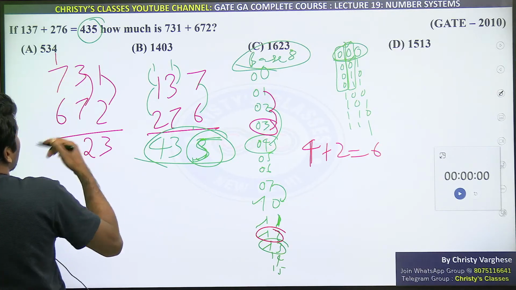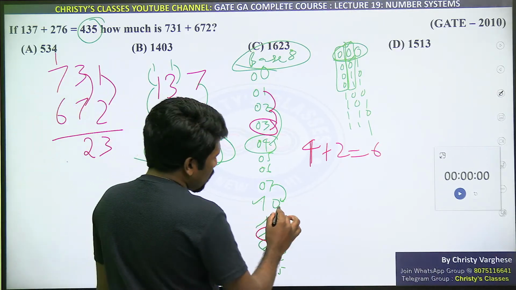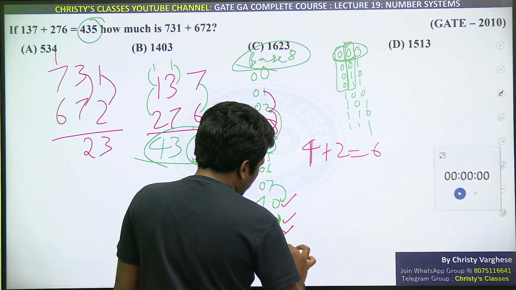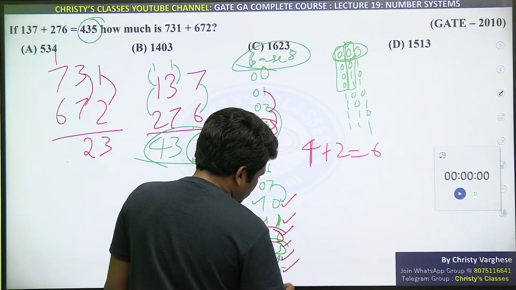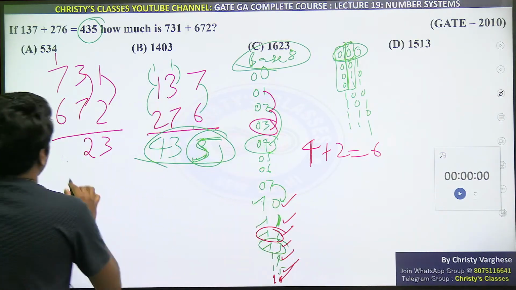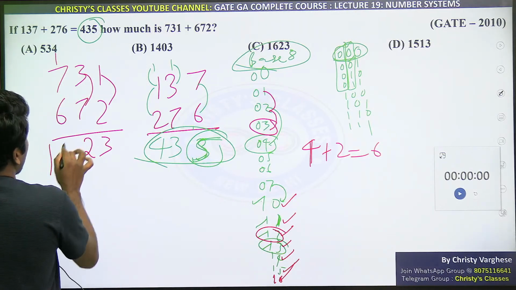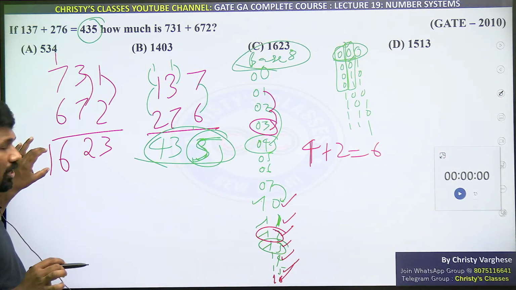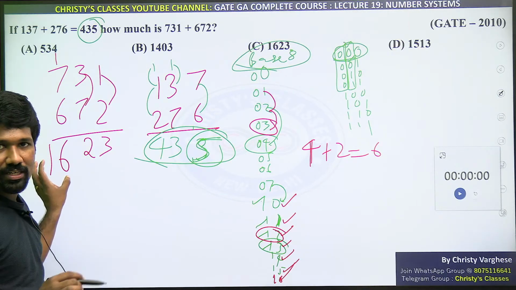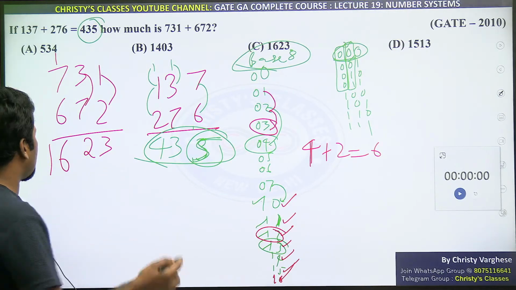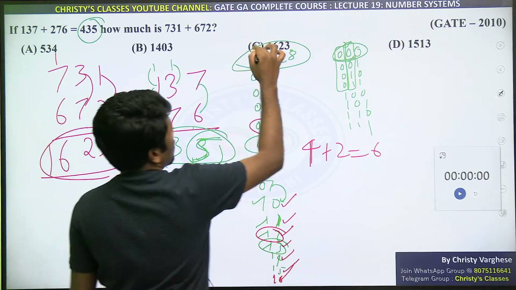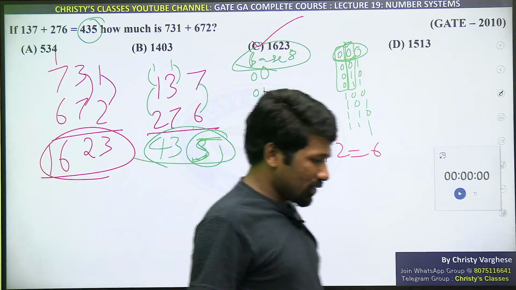1 plus 7 plus 6, that is 7 plus 7. 7 plus 7 means seventh number, 1 2 3 4 5 6, the seventh number will be 16. Seventh number 16 means you can write 16 itself, because it is the leftmost number with carry over, we will write it as such, just like decimal number system addition. So 1623 is the correct answer. 1623 is the correct answer.